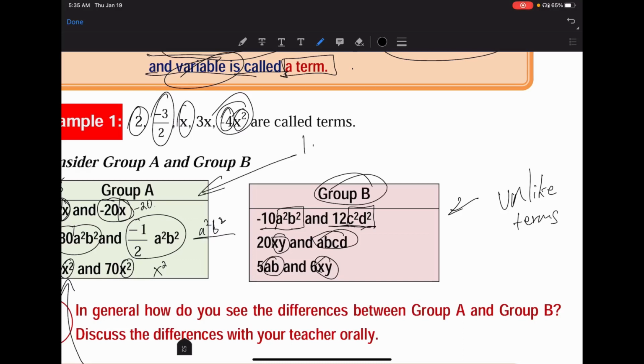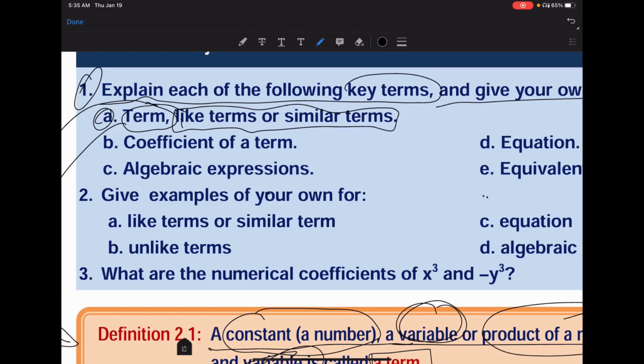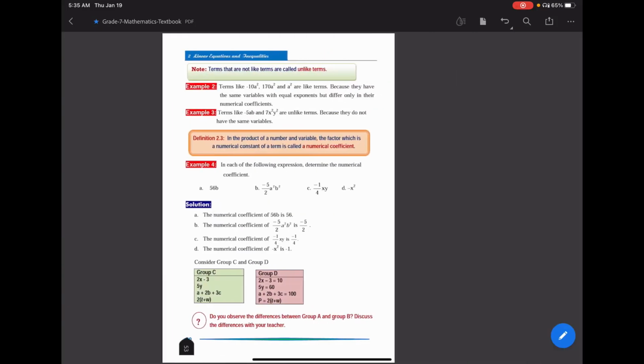Group A are like terms, or similar terms. Now that we know like terms and similar terms, let's do B: coefficient of a term, which we have already seen. For example, for 3x squared, the coefficient is 3, the constant number. C: algebraic expression. We basically call it an algebraic expression when there are numbers, constants, variables, and their sums, with addition, subtraction, multiplication and division. The actual definition is written here.